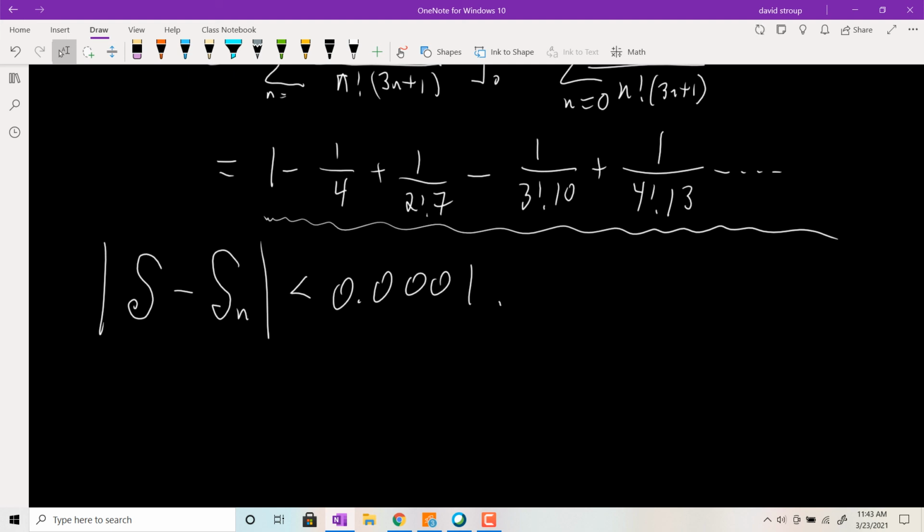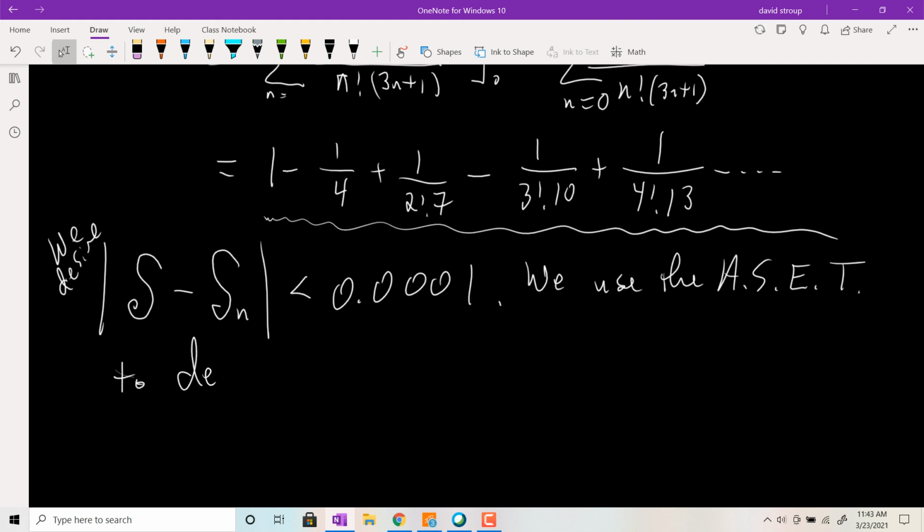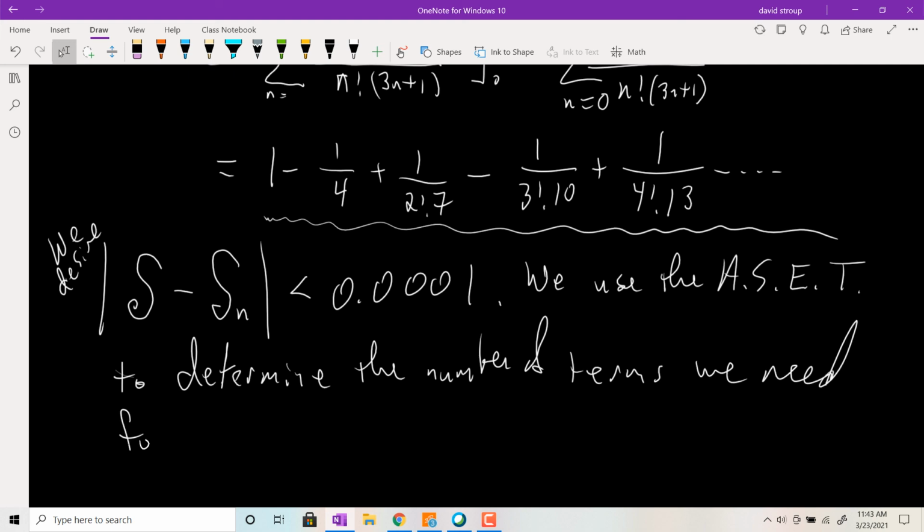Okay, so we desire, and this was given in the book, this part, we desire this approximation to be less than 0.001. We use the alternating series estimation theorem to determine the number of terms we need for this amount of error.